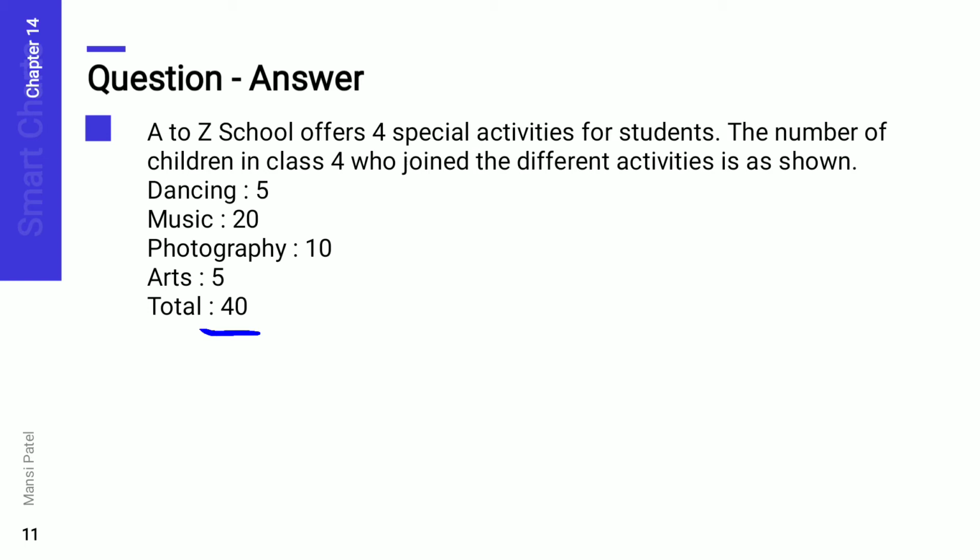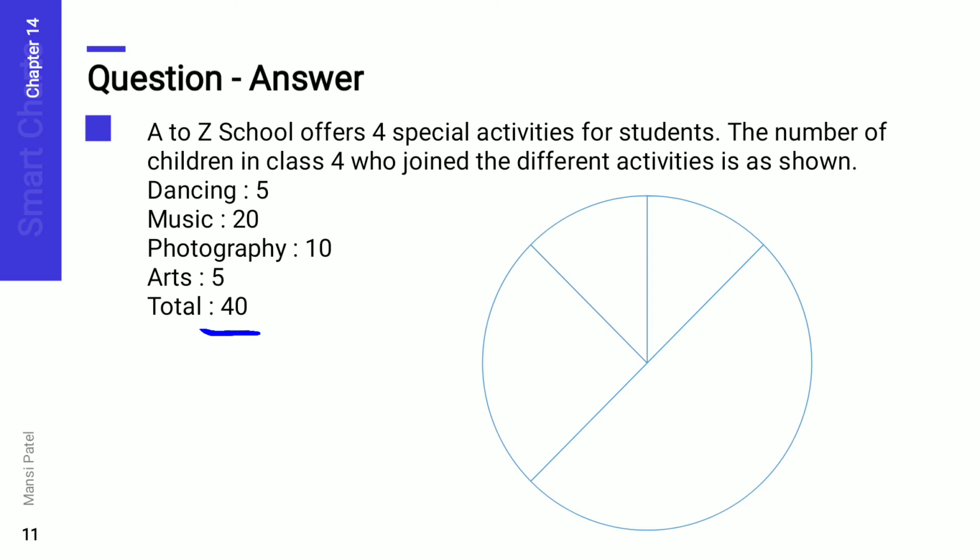Out of this 40, 5 students would like to join dancing, 20 students would like to join music, 10 students would like to join photography, and 5 children would like to join arts. Now in this pie chart, in this circle graph, you have to write down what comes in this portion, what comes in this portion, and what comes in this portion. You have to write down the name.